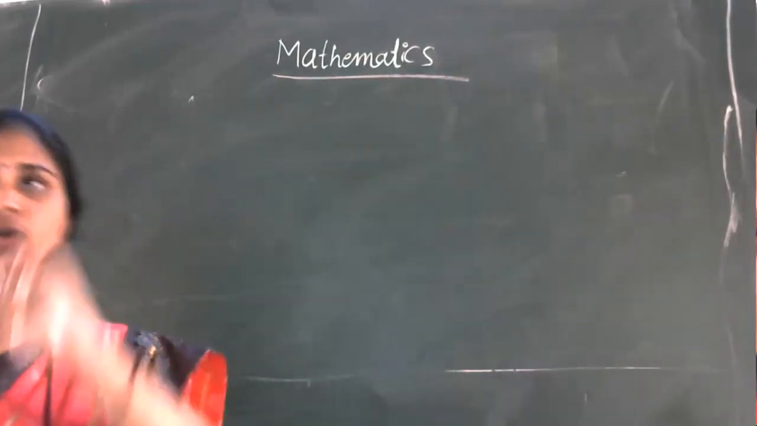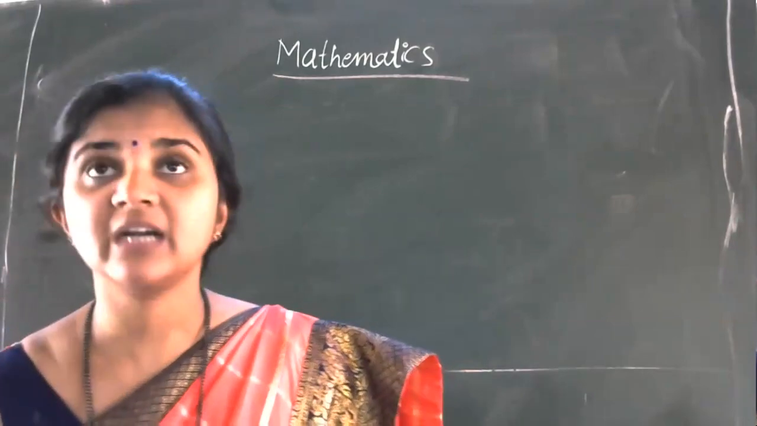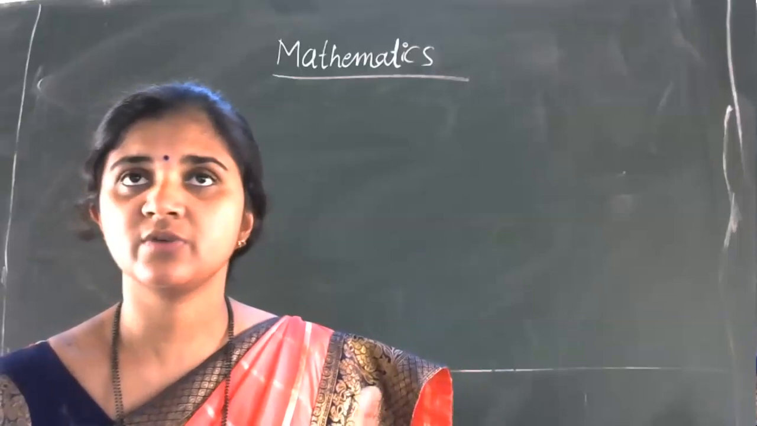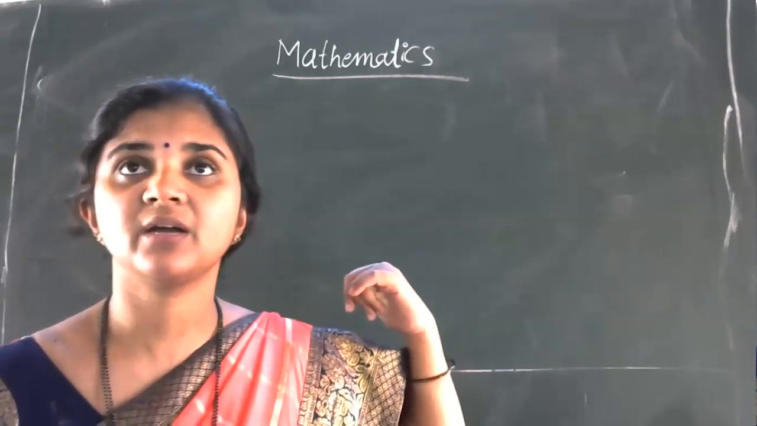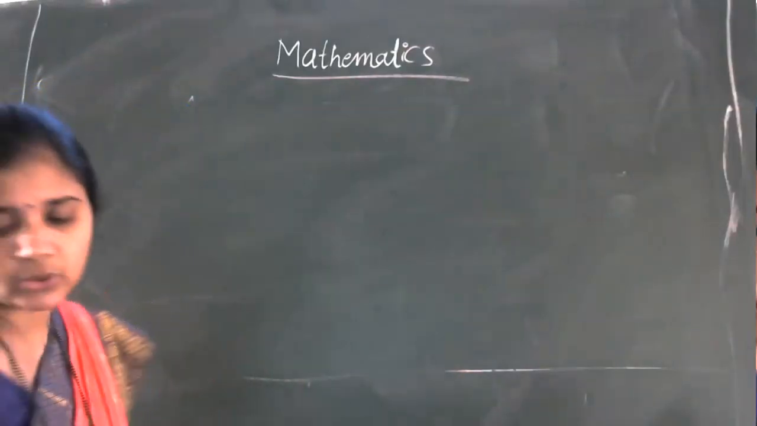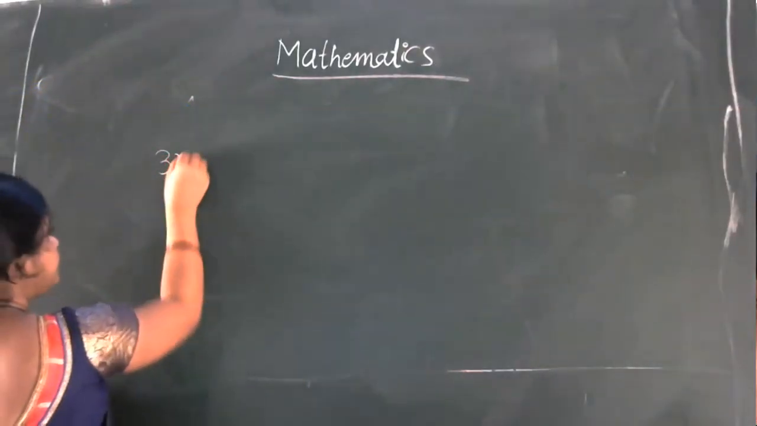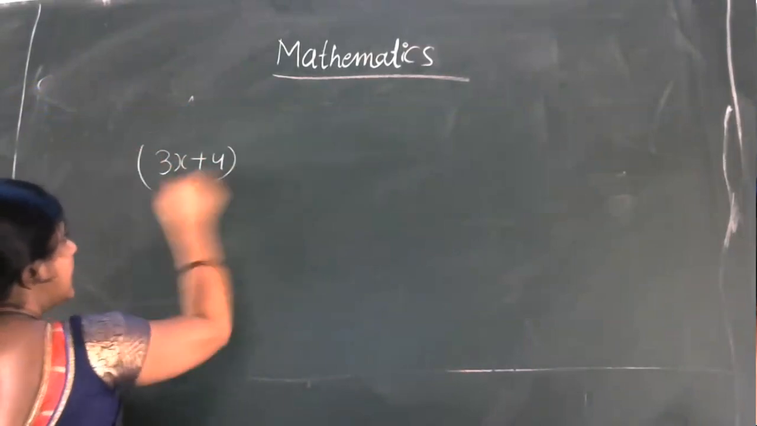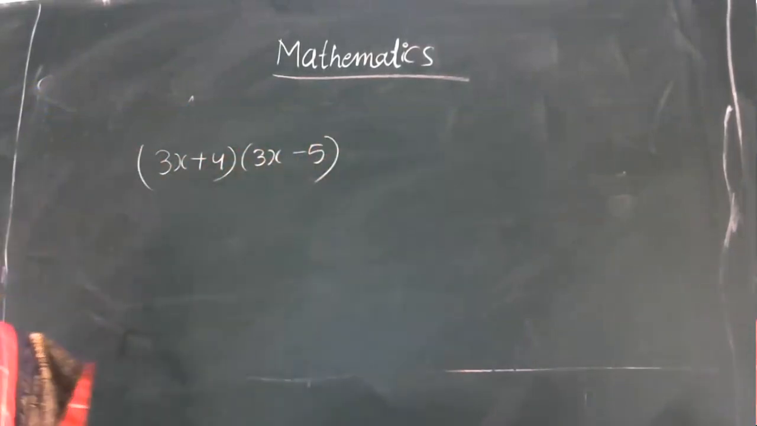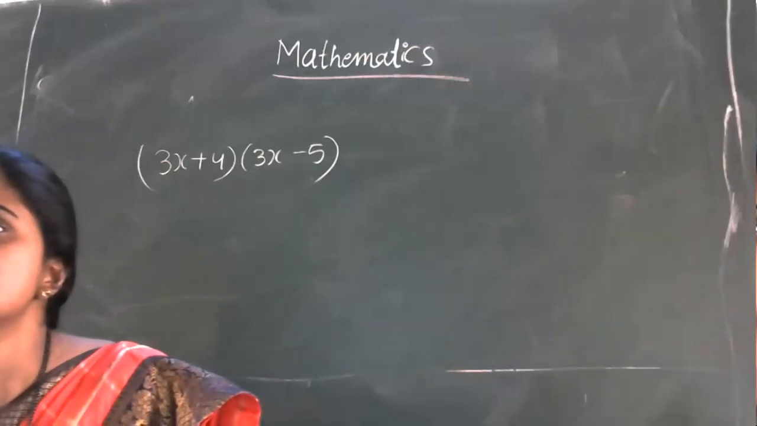If you have the textbook, you can open it and see. We are discussing the fifth exercise, first main. The first one is very easy. The second one we just discussed. Third one: 3x plus 4 into 3x minus 5. So, can anybody tell me which identity this one is?